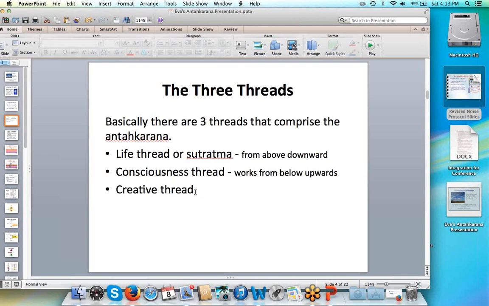The creative thread is the thread that helps create the personality, and that is done most of the time unknowingly, unconsciously. We just work on getting smarter, more education. Through eons of time, we are creating a personality. That's the creative thread. It's done unconsciously. The life thread is also unconscious, but the consciousness thread, that is our work. This is what we have to do consciously.